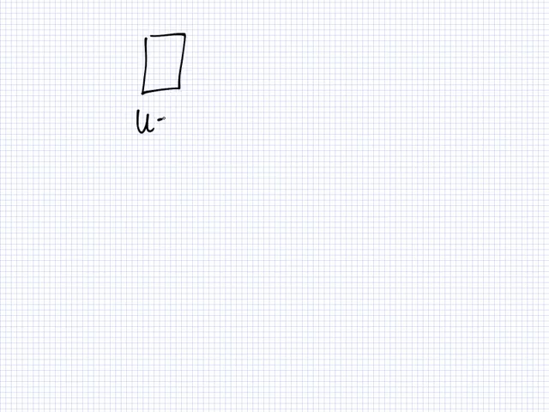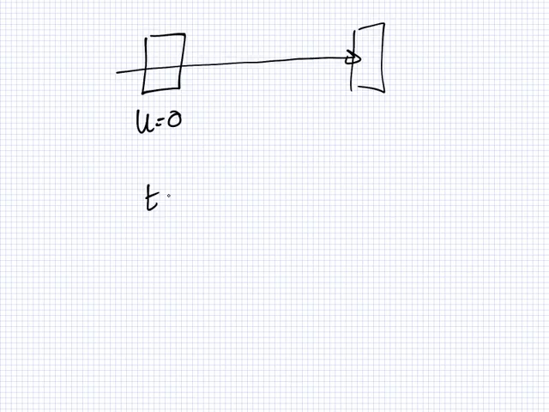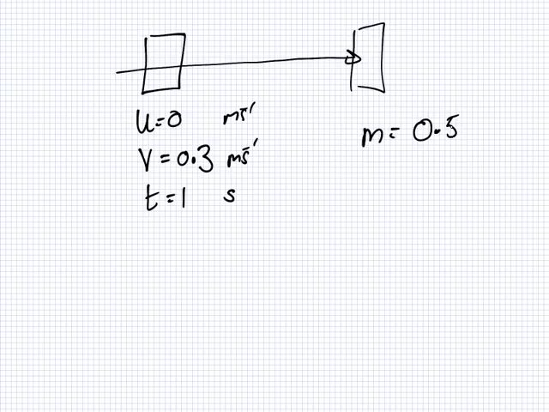copy it. So here's the cup. U is 0, I said, and then somebody pushes it for 1 second. So the T is 1. The V is 0.3 when it's in meters. And finally, the mass is, I said, 500 grams, which is 0.5 kg. And we want the force.